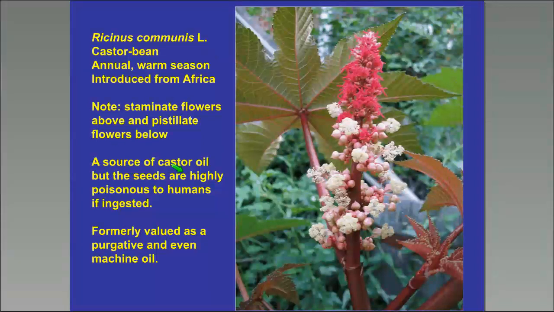Well, the castor bean has been a source of castor oil, but the seeds are noted to be highly poisonous to humans if what? Ingested. If the seeds are out here on the plant, then they're not poisonous. It's only classified as poisonous when a human ingests it and it has poisoned the human. So formerly, this plant has been used all over the world as a purgative and even as machine oil because it contains the very famous product castor oil.